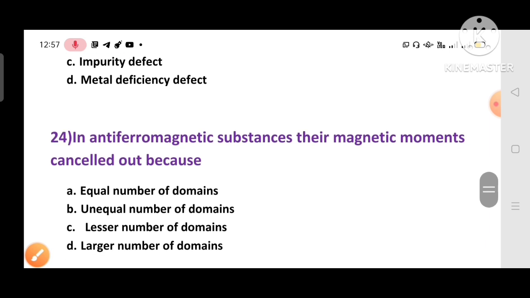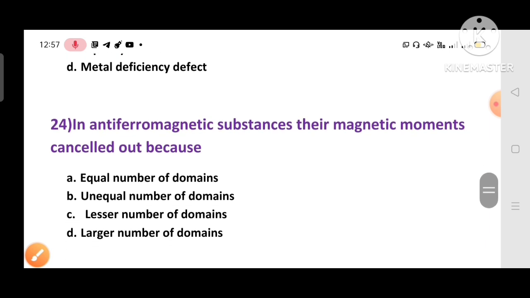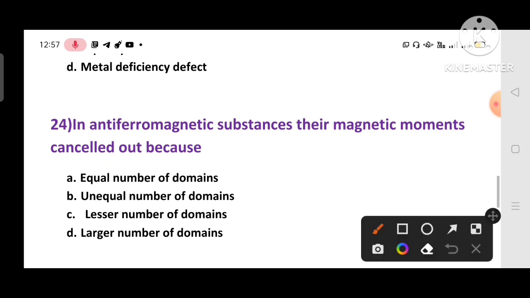Next question. In antiferromagnetic substances, their magnetic moment cancelled out because option A, equal number of domains. Option B, unequal number of domains. Option C, lesser number of domains. Option D, large number of domains. The right answer is option A, equal number of domains.